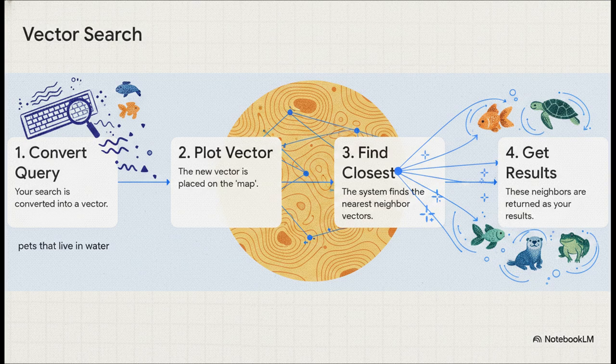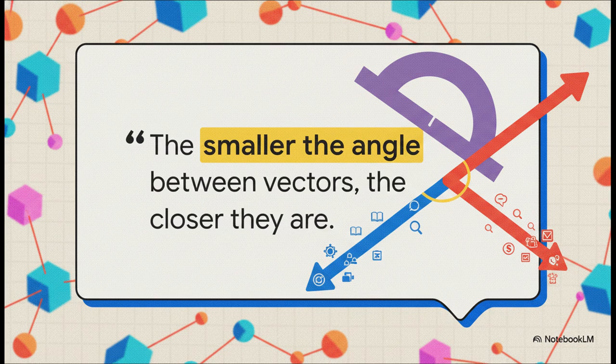Simple as that. But wait, how do you measure closeness in a space that has thousands of dimensions? I mean, you can't just use a ruler. Instead, it's all about direction. Using this idea called cosine similarity, the AI measures the angle between 2 vectors. The smaller that angle is, the more they're pointing in the same direction on the map, and the more similar their meaning is.